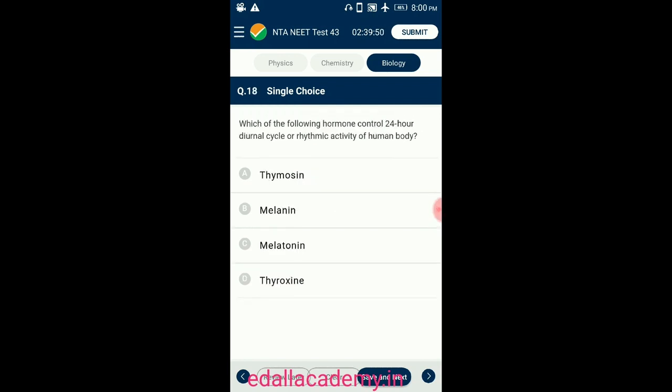Question number 18. Which of the following hormones controls the 24-hour diurnal cycle or rhythmic activity of the human body? The pineal gland, which is a small neuroendocrine structure of the human forebrain, secretes melatonin hormone, which can control our 24-hour biological rhythmic activities, that is day-night activities, diurnal cycle or sleep-wake cycle. The pineal gland is often called the biological clock of the human body. So the answer for this question is option C, melatonin.